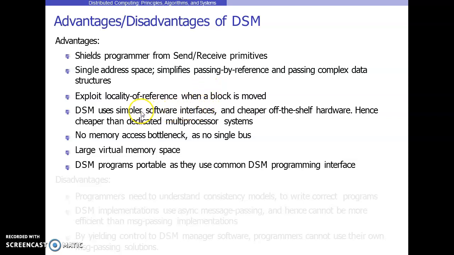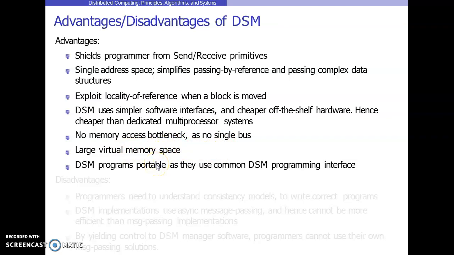DSM uses simpler software interfaces and cheaper off-the-shelf hardware. So the system maintenance cost and the total cost are cheaper than a dedicated multiprocessor system. In distributed shared memory, there is no single bus carrying the data, so there is no memory access bottleneck from a single memory access bus. Then we effectively provide a large virtual memory space.